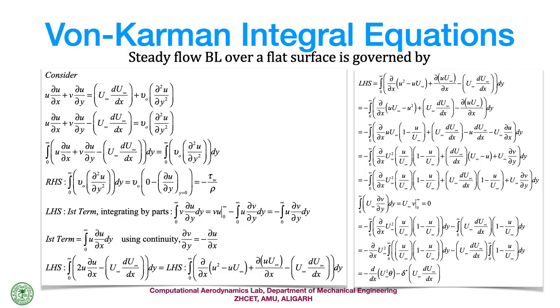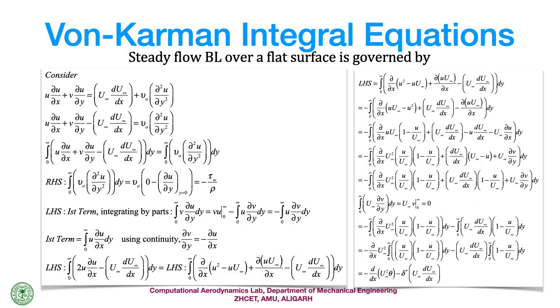Now let us take the LHS. I can integrate the second term in the LHS, that is v times del u by del y, by parts, and if I substitute the continuity equation over here, I can write it like this. So the first term becomes, using the continuity equation, u times del u by del y. Now if I substitute this back into the equation, I get that this is equal to 2 times u del u by del y minus u infinity du infinity by dx.